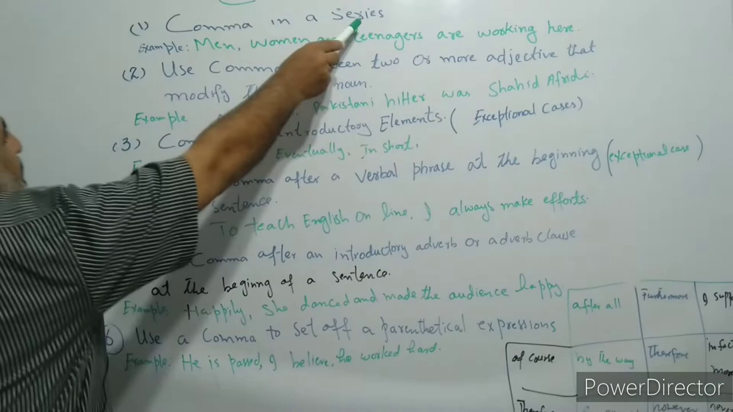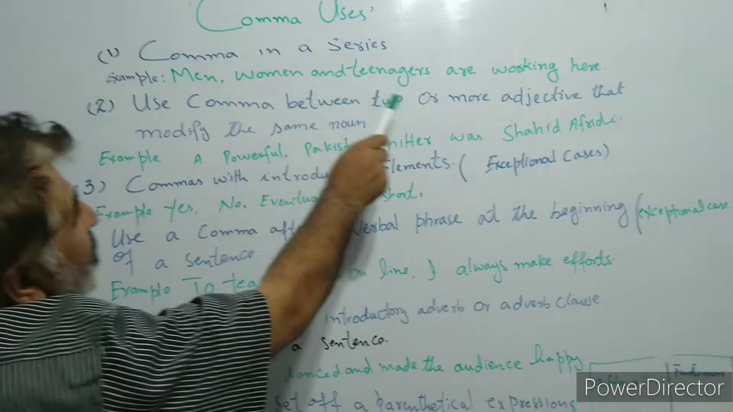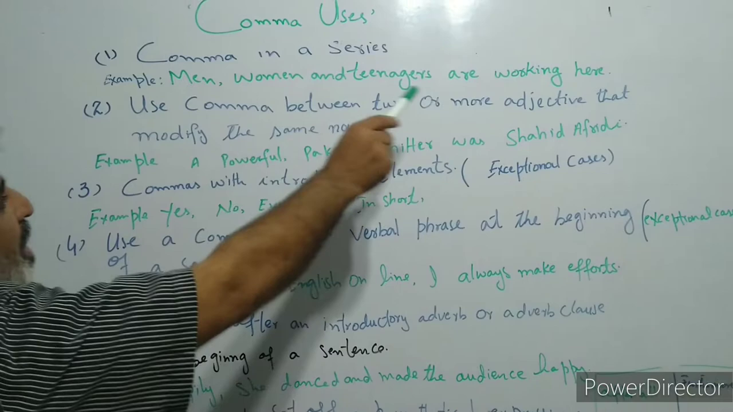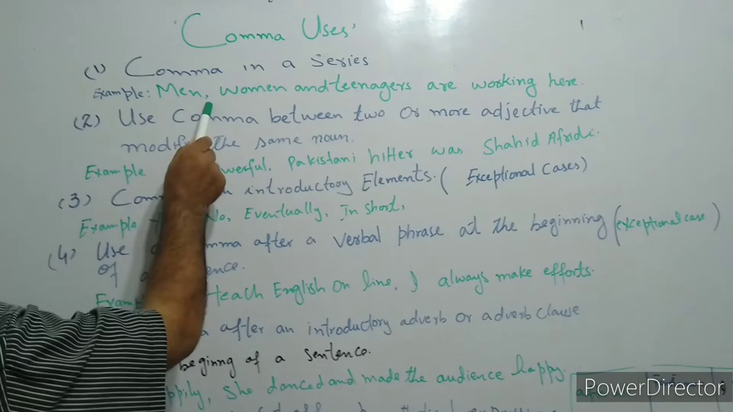Comma in a series: we use comma in a series. Example: men, women and teenagers are working here. You can see this is a series. So this is men, then we have another word. We can use a number of words, okay, and to separate them we should use comma.